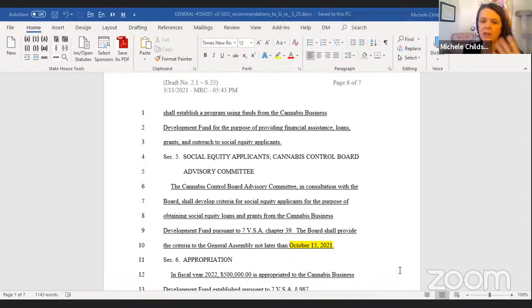They talked quite a bit in committee about who should qualify and this and that. But again, as you've had a little bit of that discussion, it's complex and there are a lot of thoughts on that. And so they wanted to ask the advisory committee to recommend the criteria of who qualifies as a social equity applicant.